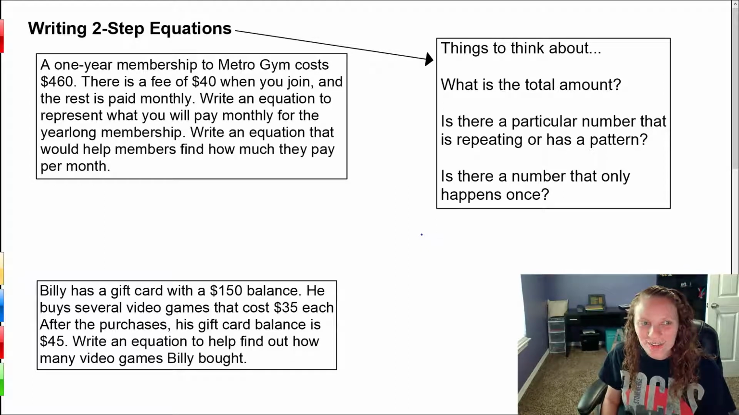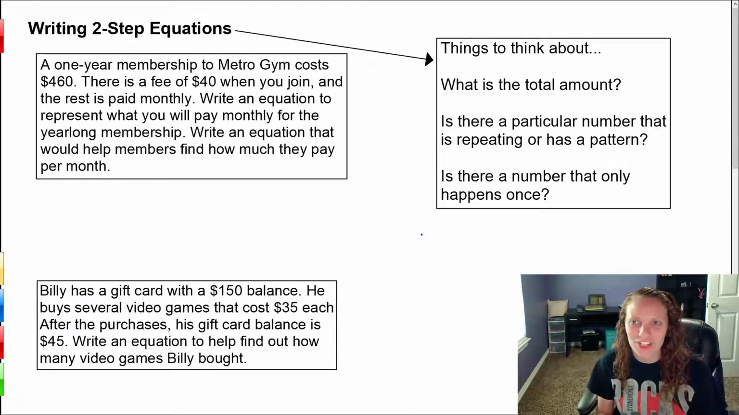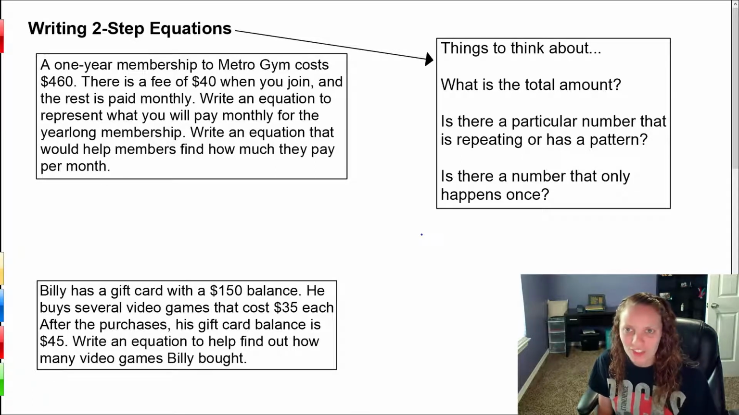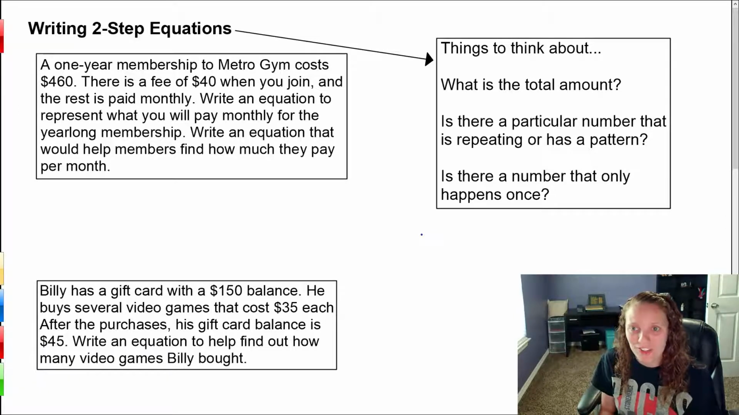Hey guys, today we're going to learn about writing two-step equations. When writing two-step equations, we need to think about a few different things. First question to ask yourself is, what is the total amount? The next question will be, is there a particular number or pattern that's repeating over and over? The third question would be, is there a number that only happens once?